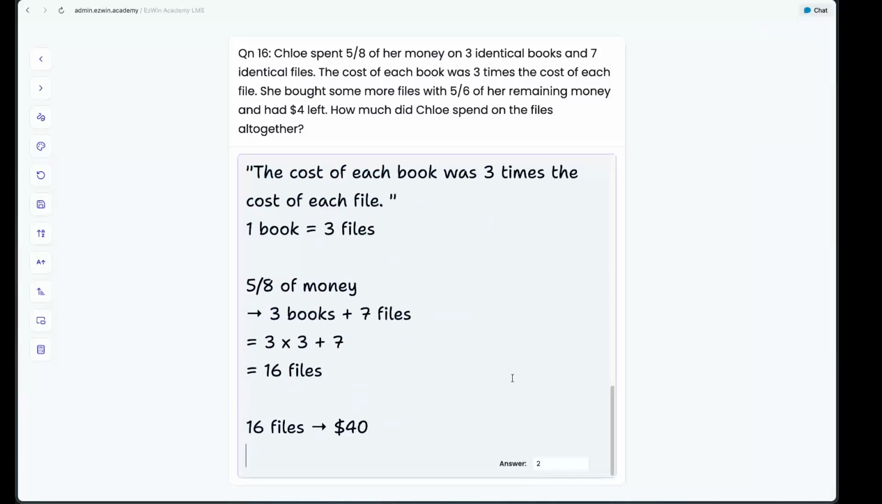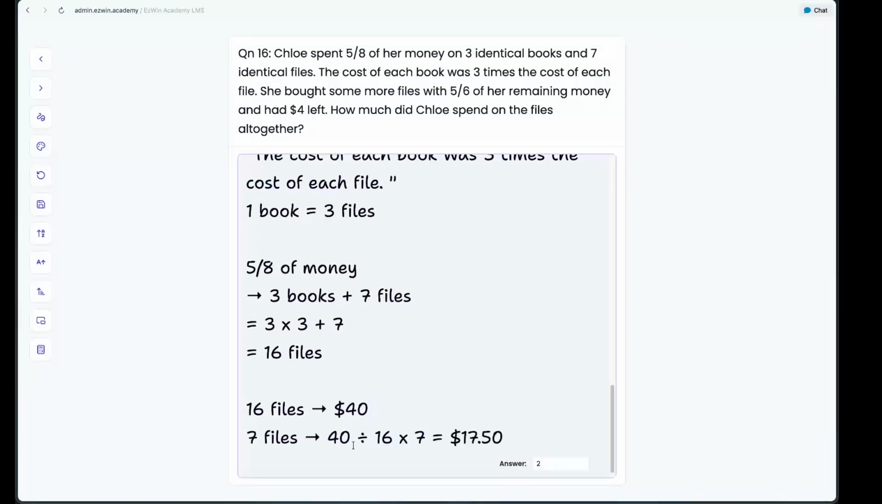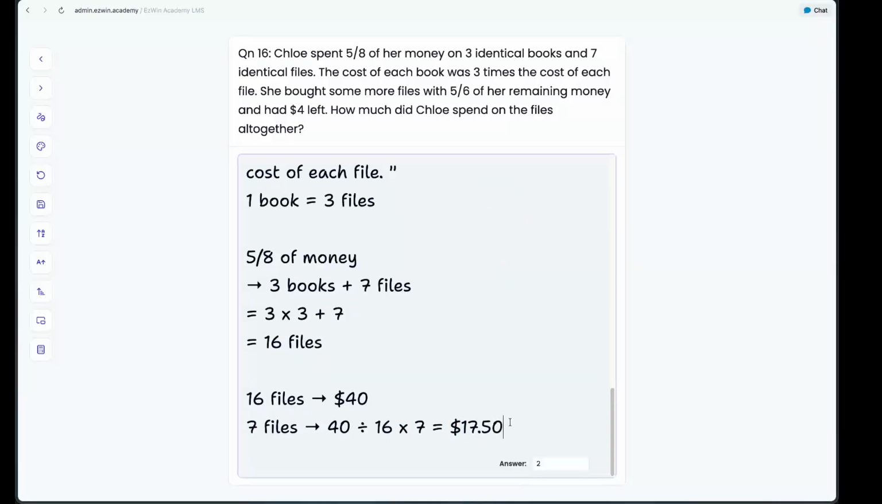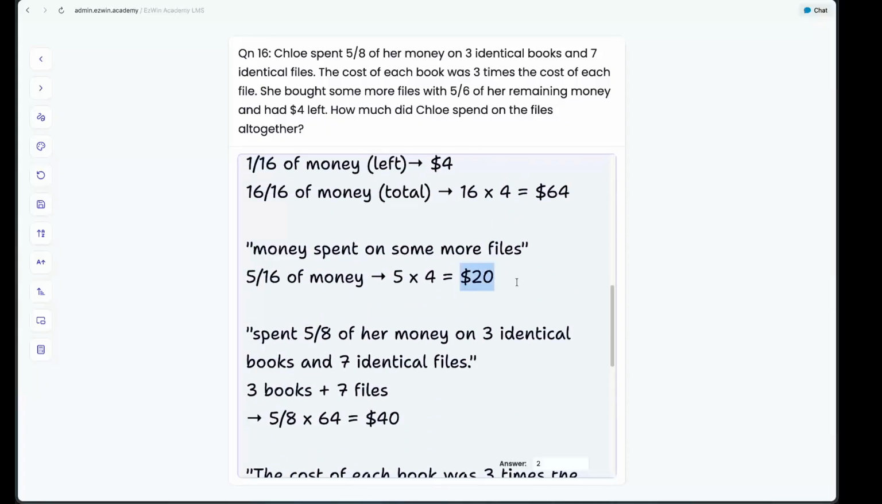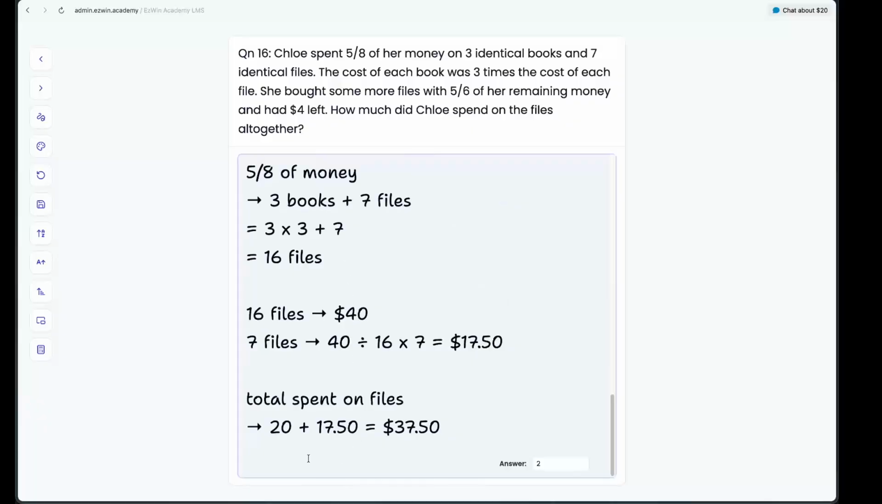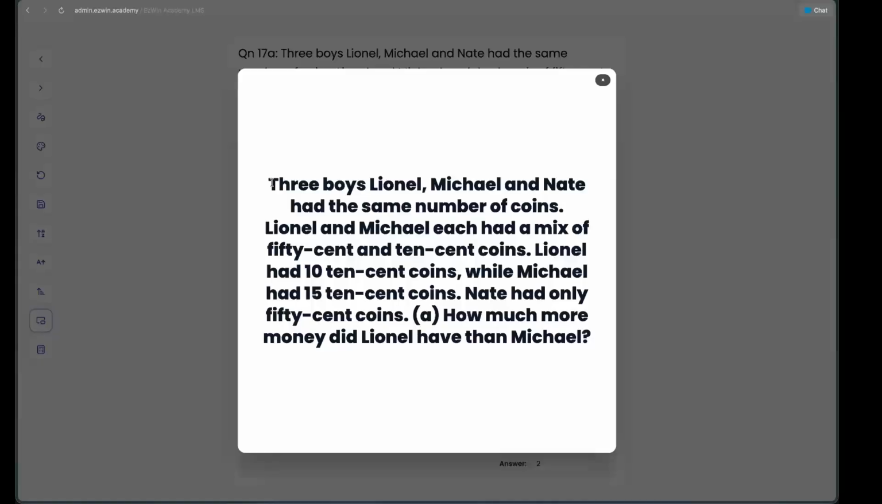So with that said, we can calculate 7 files, which is basically 40 divided by 16 times 7, and this will give us $17.50. The total spent on files will then be equal to $17.50 plus $20 of what we have spent on some of files, and the answer to this question is $37.50.